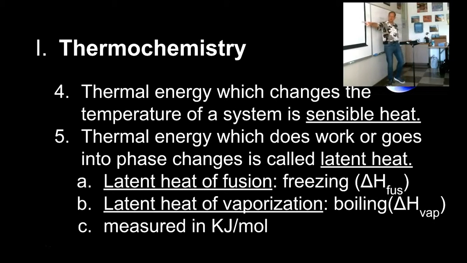So delta H FUS. Similarly, delta H VAP, the latent heat of vaporization, is the heat change between a liquid and a gaseous state. So the amount of heat energy that it takes to turn 1 gram of liquid water at 100 degrees Celsius to 1 gram of water vapor at 100 degrees Celsius is the heat of vaporization. And these are both latent heats because the temperature isn't rising, the phase is changing, okay? And we always measure these in kilojoules per mole. How much energy does it take to move 1 mole of substance between the phase changes?